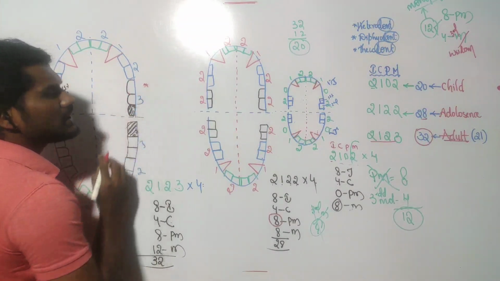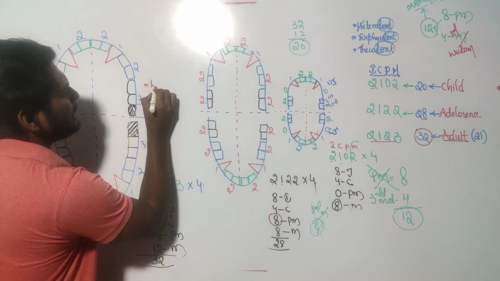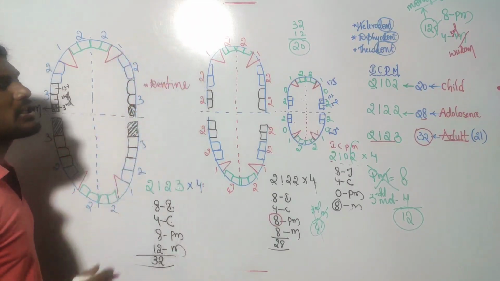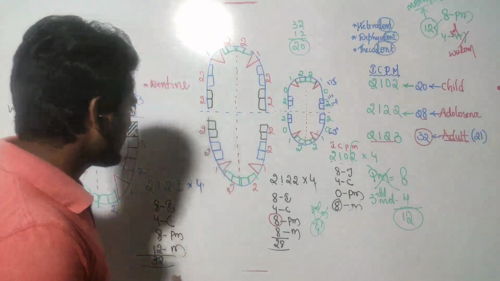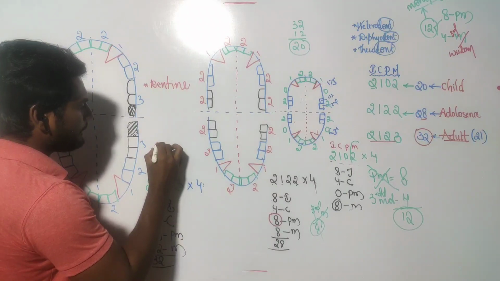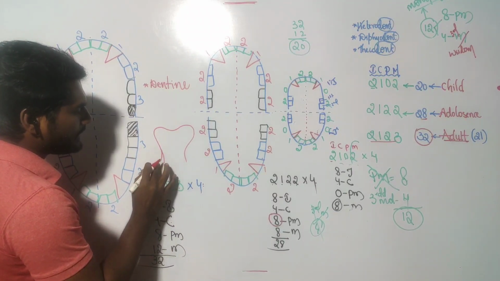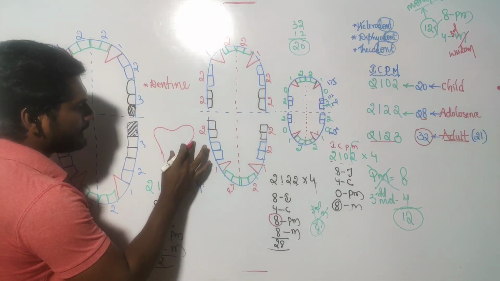Teeth are made up of two substances. Substance number one is dentine. For example, this is the structure of the tooth, and it is present like this.